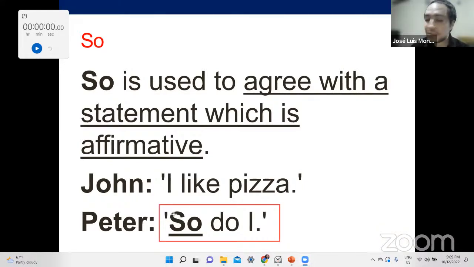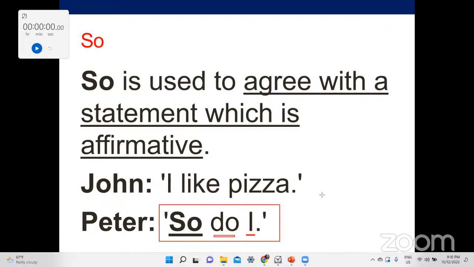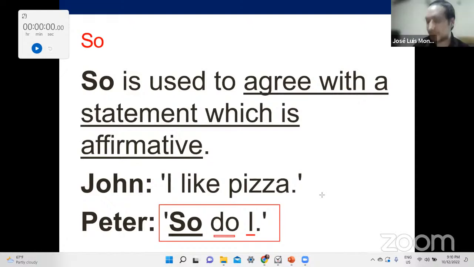Remember, you need to use the same structure: so at the beginning, then the auxiliary, and then the subject. Again, the complete sentence is "I have done it before." So have I. Correct. Thank you, Michaela.